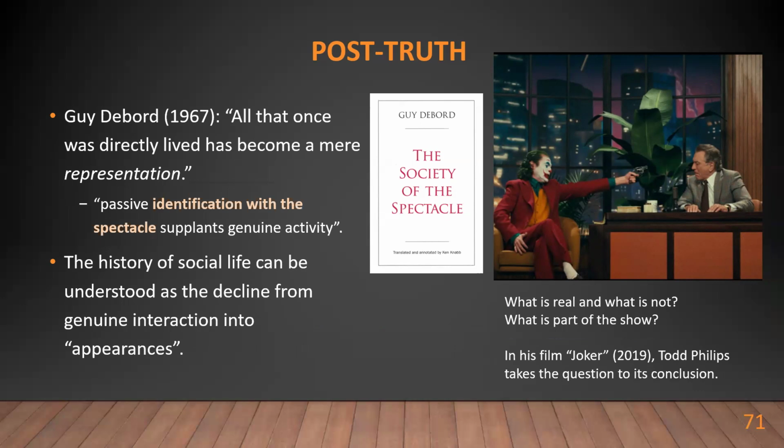The history of social life, says Debord, can be understood as the decline from genuine interaction into appearances. And he says that in 1967, no social media in sight as of yet. There is television and cinema, though, and press, the printed press, and the colorful journals.